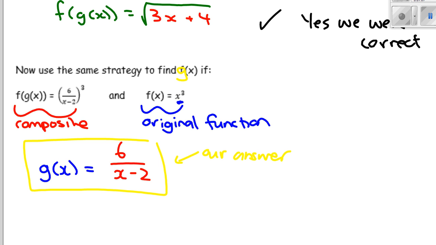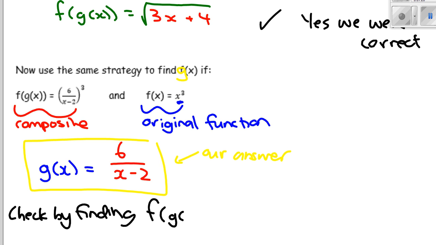So if you want, you can double check by finding f of g of x. Which is, in this case, big square root sign. No, it's not big square root, it's big cube. So it would have been the big cube. And then we're replacing x with 6 over x minus 2. Okay, and yes, it did work.